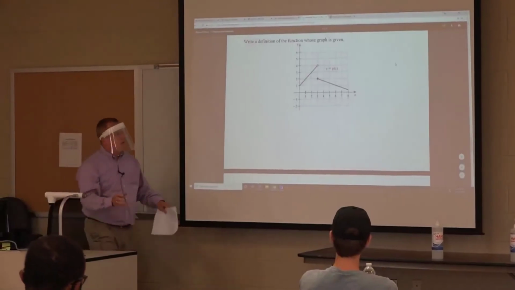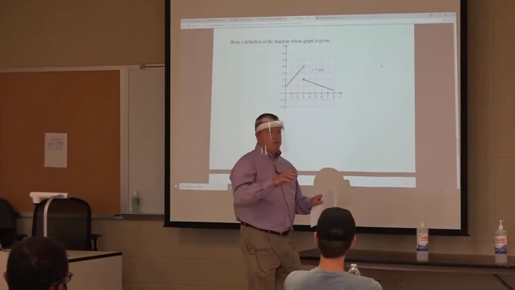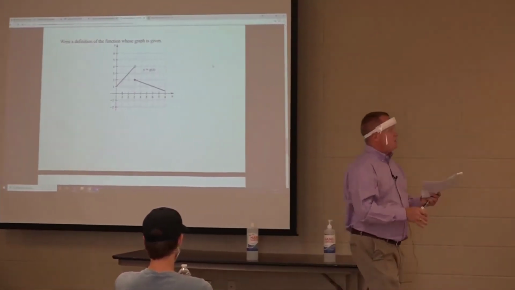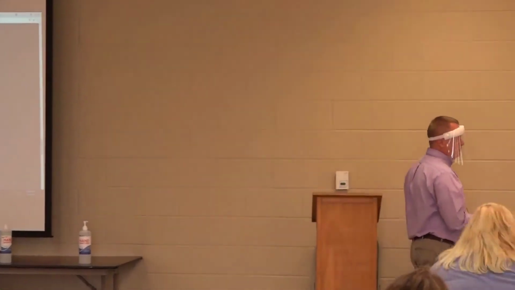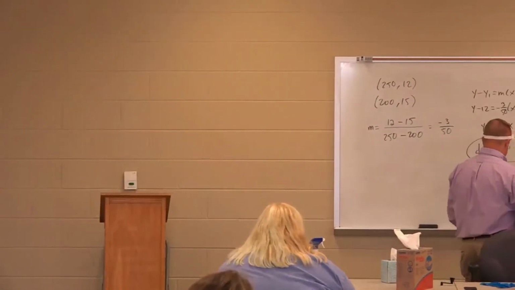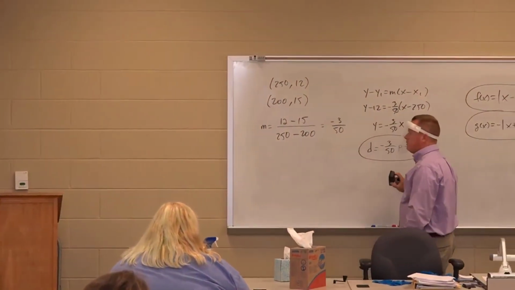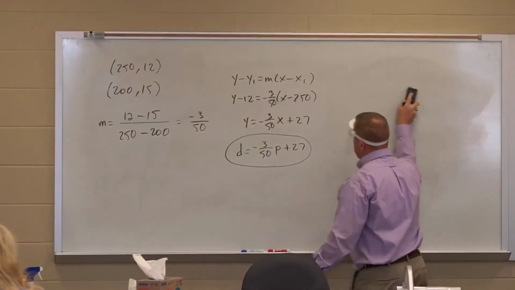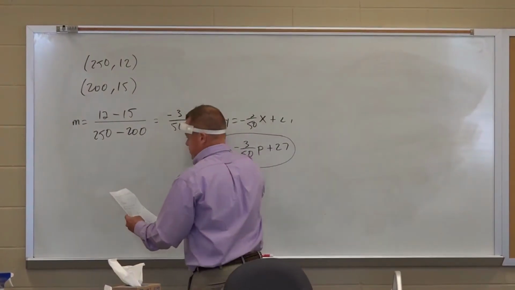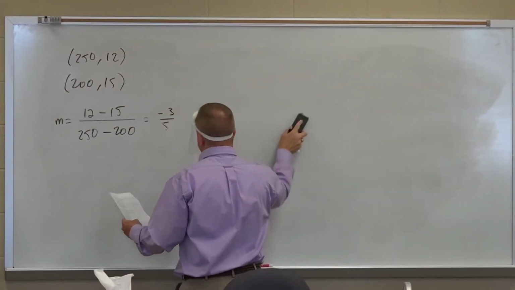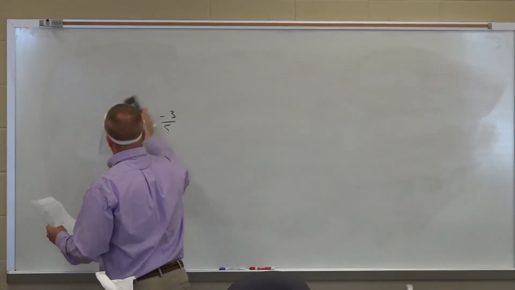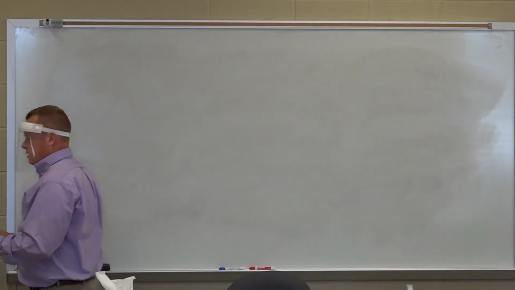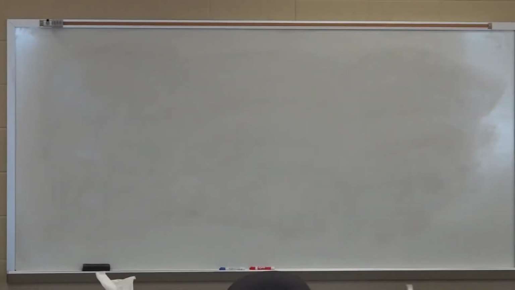Now we're off track a little bit with our schedule, so we'll just adjust it as we need to. This is our first time through this book, so a lot of this stuff at the beginning is important. We will adjust things as we need to. But all right, this next one says write a definition of the function whose graph is given.